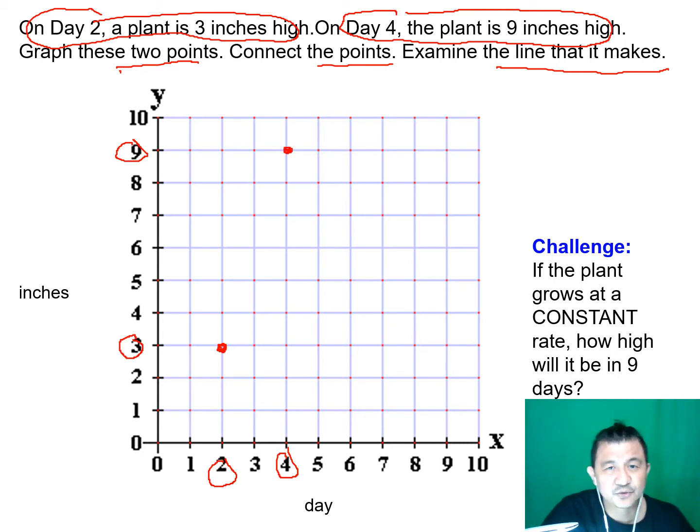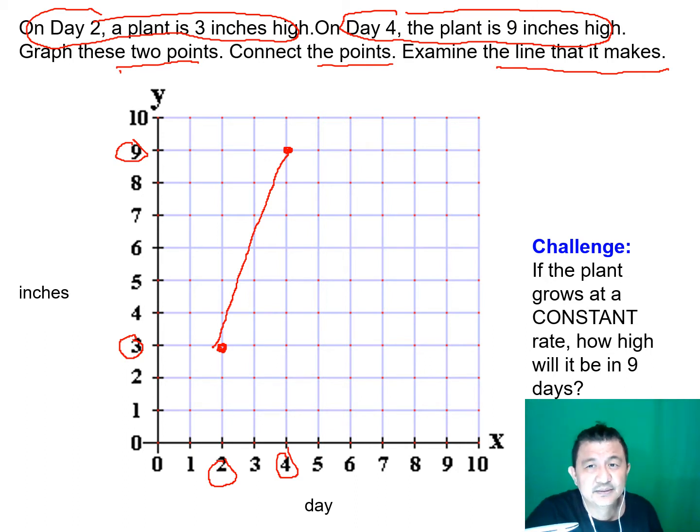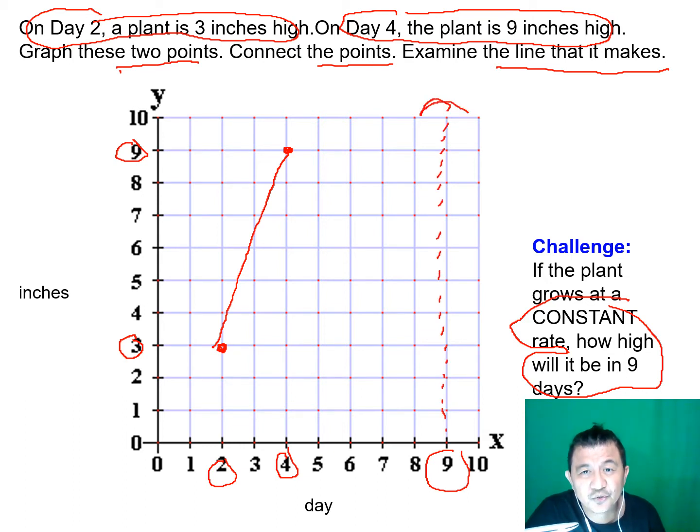Next, I will have to connect these 2 points. It will be difficult for me because I don't have a ruler. But anyway, it's going to be like that. Okay, examine the line that it makes. If the plant grows at a constant rate, how high will it be on 9 days? So I will have to follow this pattern, right? So how would I know 9 days over here? Where would it meet? There is no way I can know it because what? The graph is not enough. So what will I do?